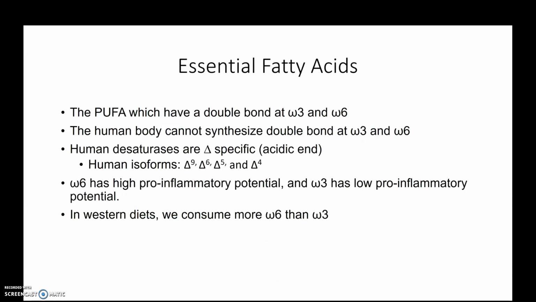So this brings us to our next topic, which is essential fatty acids. The polyunsaturated fatty acids, or PUFA, which have a double bond at the omega-3 and omega-6, we refer to as essential fatty acids. The reason for that is that the human body cannot synthesize double bonds at the omega-3 and omega-6, so we have to take that in through our diet as opposed to our bodies producing it. This is because the human desaturases, which are the enzymes involved in introducing double bonds, are delta specific, or basically they work from the acidic end, and the human isoforms are the delta 9, 6, 5, and 4.